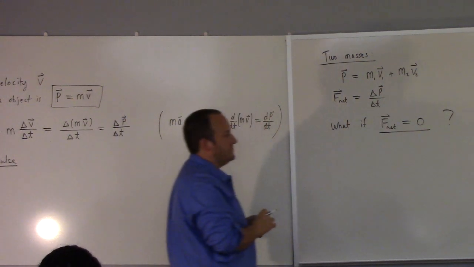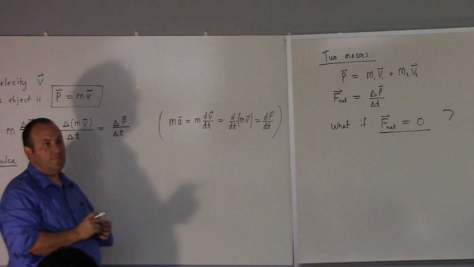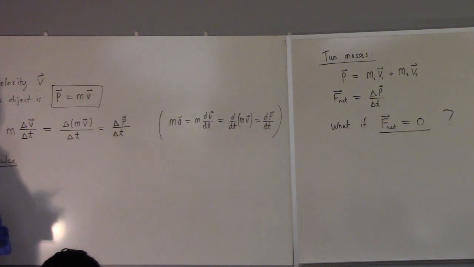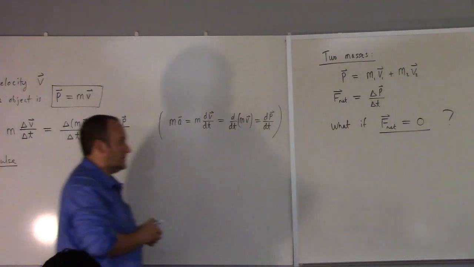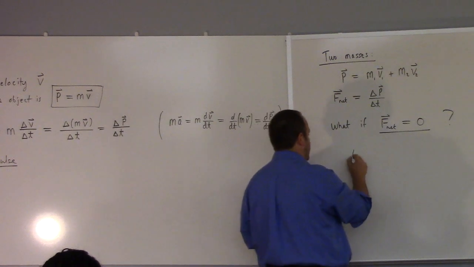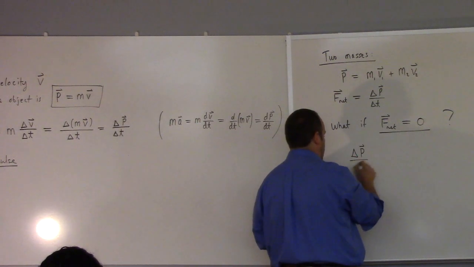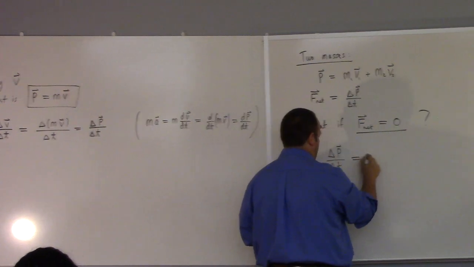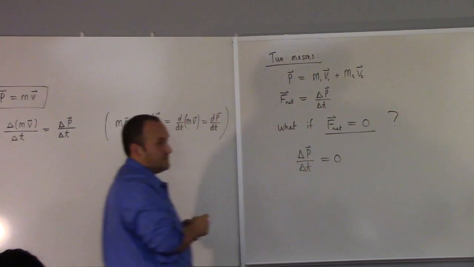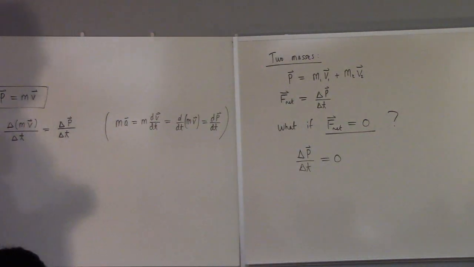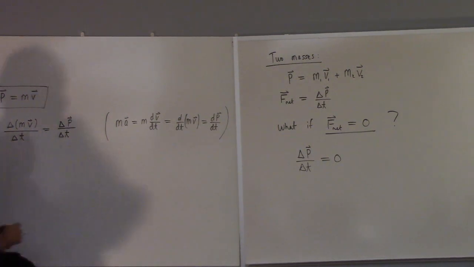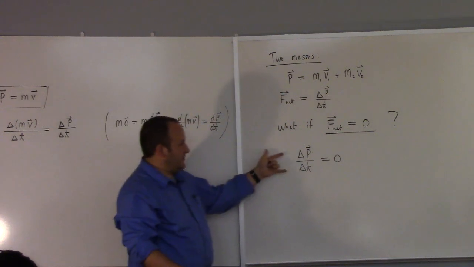What happens then? Then we have that the change in momentum over the change in time is equal to what? Right. What does that say about the net acceleration? There's no acceleration. That's also true. The net acceleration is 0. But yes, the change in momentum over the change in time is 0.